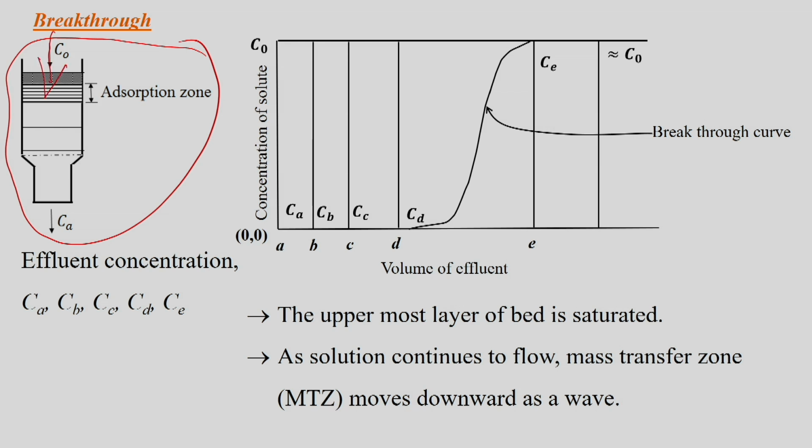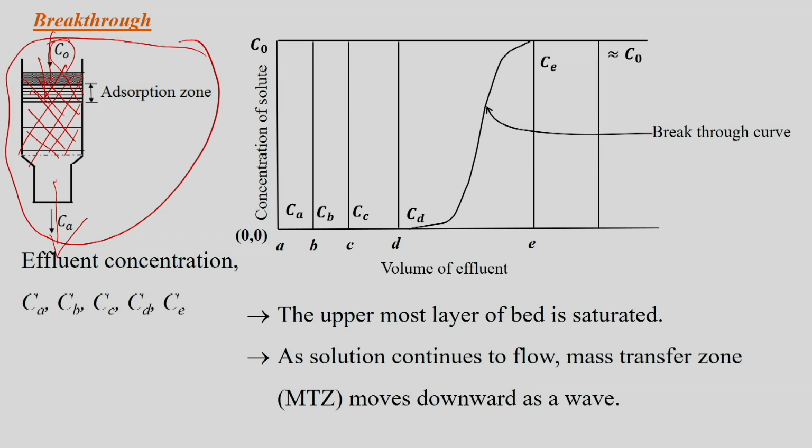This is vertically placed, and the solute target component is fed from the top of this adsorption column, and after adsorption, whatever is unadsorbed comes out from the bed. Say we have filled this entire bed with this adsorbent, and the adsorbate is there with concentration C0.